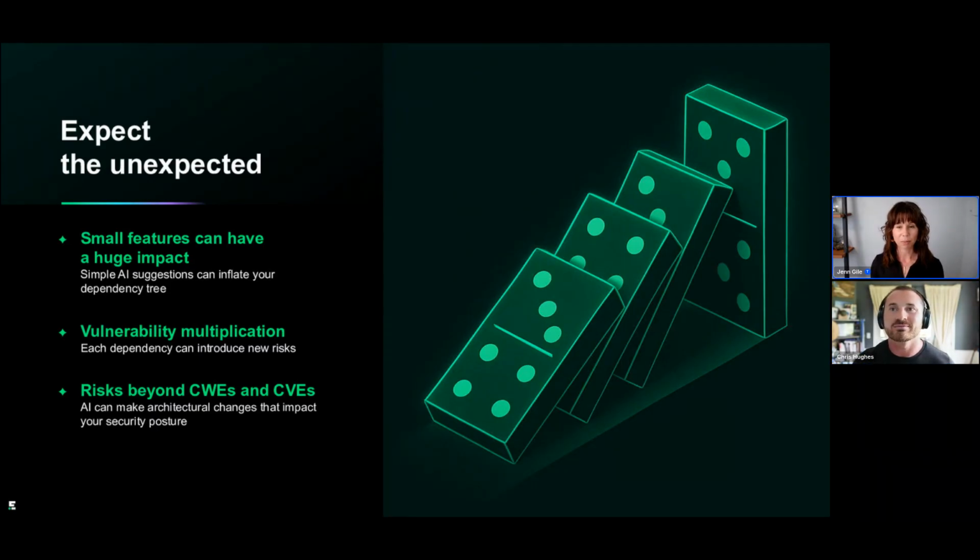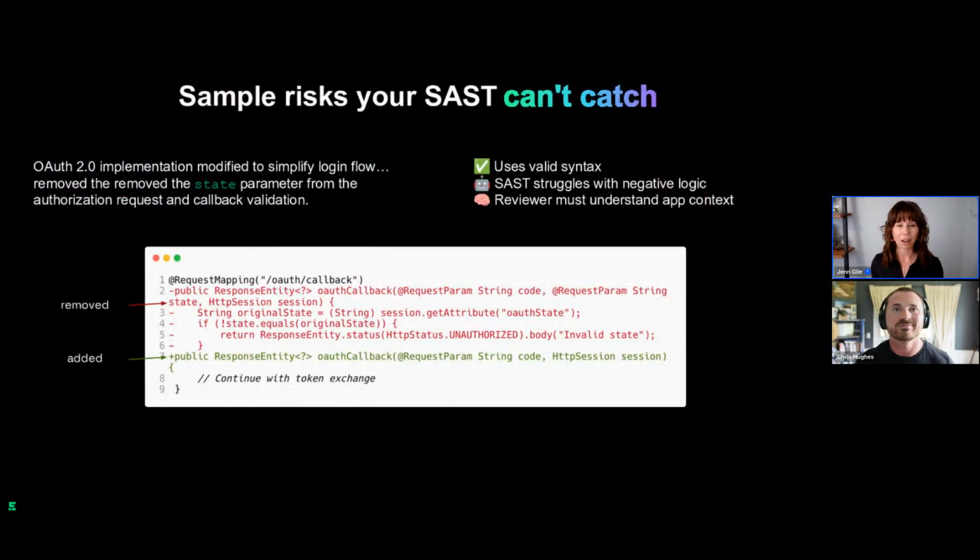Yeah, and I think there's probably some human psychology in that. We tend to be biased toward the thing that we've seen and it looks trustworthy, and that's how our brains function. So here's an example I pulled out of a sample risk that a SAST tool would not catch. The different colors here are showing the diff. In this example, the OAuth implementation was modified to simplify the login flow. And when that happened, it removed the state parameter from the authorization and callback validation. So you can see originally we had all these details in red about how to handle it. It was replaced with this very simple call.